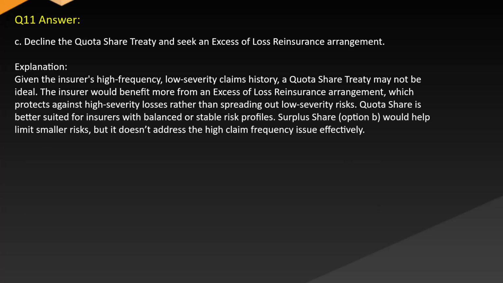Answer. C. Decline the quota share treaty and seek an excess loss reinsurance arrangement. Explanation. Given the insurer's high-frequency, low-severity claims history, a quota share treaty may not be ideal. The insurer would benefit more from an excess loss reinsurance arrangement, which protects against high-severity losses rather than spreading out low-severity risks. Quota share is better suited for insurers with balanced or stable risk profiles. Surplus share, option B, would help limit smaller risks, but it doesn't address the high claim frequency issue effectively.